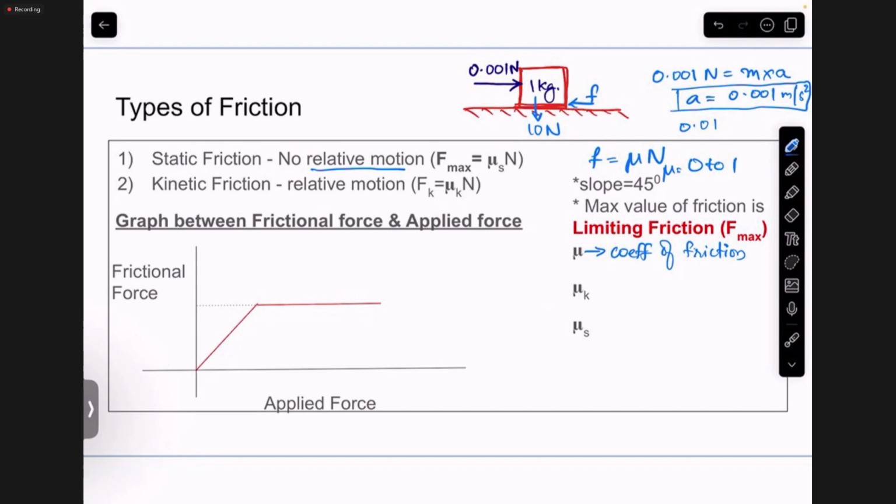So what will be the maximum frictional force that the surface will provide? That is given by F max. This F max is calculated using mu s times N. So what is this mu s? It's just the coefficient of static friction. And there is another thing called the coefficient of kinetic friction.